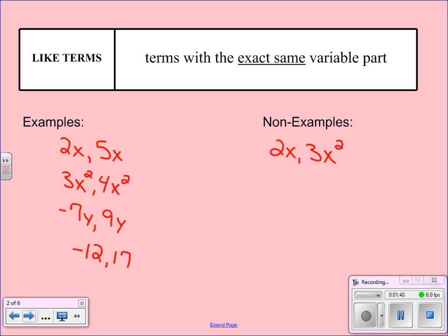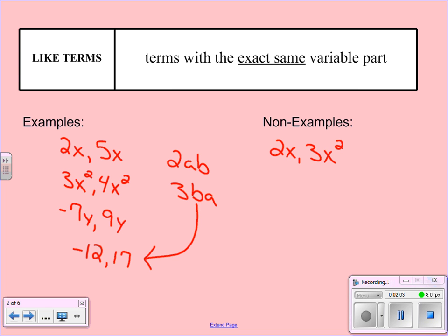Here's an interesting one, 2ab and 3ba. That would be an example of like terms. They both have an a and a b. It doesn't matter what order they're in. If you recall last week you looked at the commutative property, you can multiply in any order. So even though it looks like they wouldn't be like terms, they actually are.